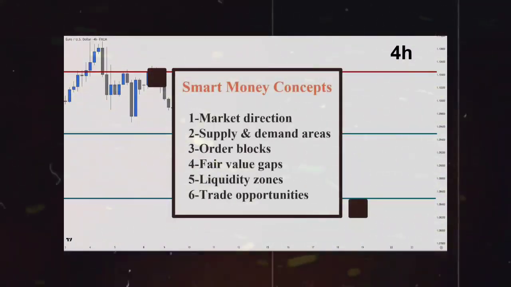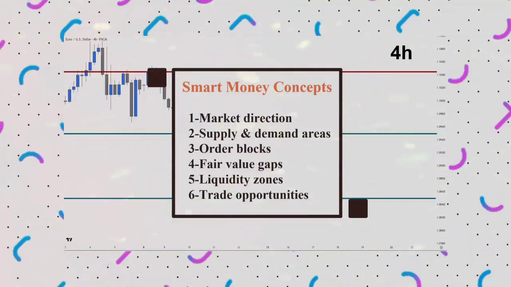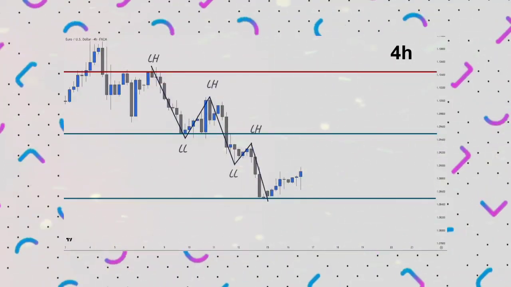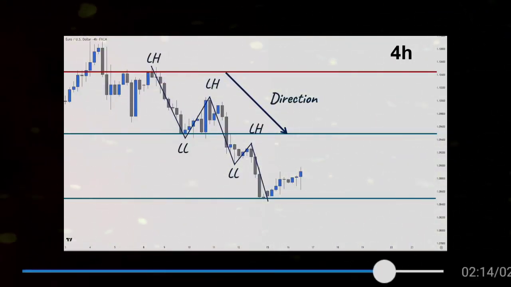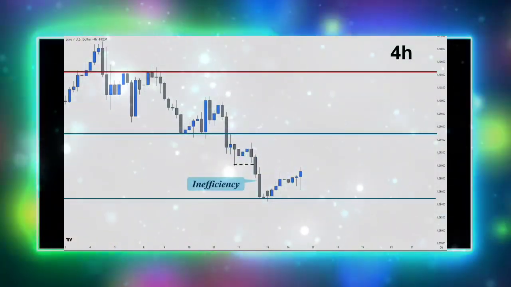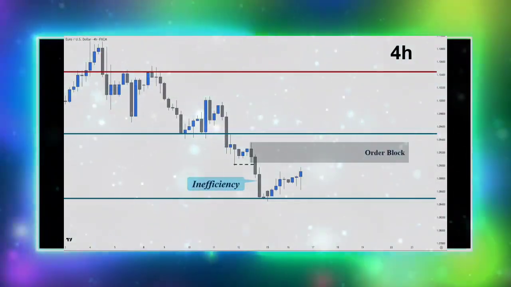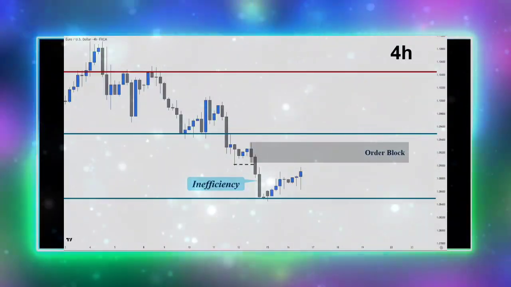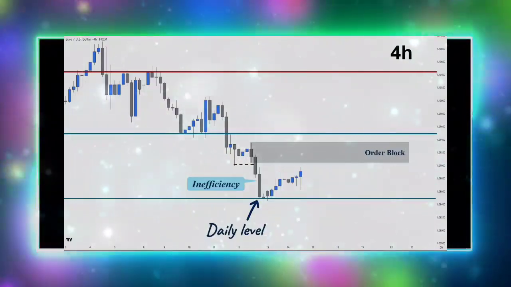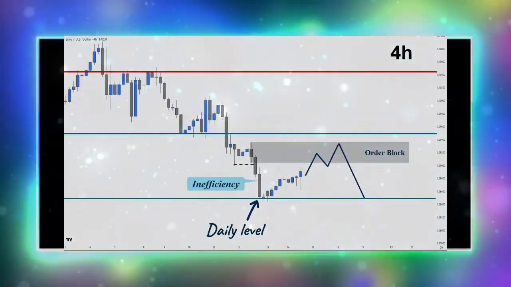So, the 4 hours is when we fully apply smart money concepts, which includes identifying market direction, supply and demand areas, order blocks, fair value gaps, liquidity zones, and possible trade opportunities. So here, the market has recently broken below a key daily level with momentum, which indicates that supply is in control. Currently, we have an inefficient move that created a fair value gap and a break of structure. So the candle that created the inefficiency is our order block zone, which could give us a possible short entry. But we cannot place sell limits on this order block, since the price has rejected a key daily level, which could be a turning point for a short-term downtrend. So we need to have bearish confirmations in lower time frames like 15 minutes to enter short positions.